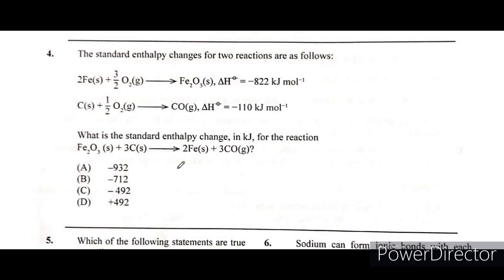So it's 822 kilojoule per mole plus this here, but we have 3 carbons, so 3 times negative 110 kilojoule per mole. Let's put that in the calculator. 822 plus 3 times negative 110 gives me positive 492, and that is D. Number 4 is D. Great.